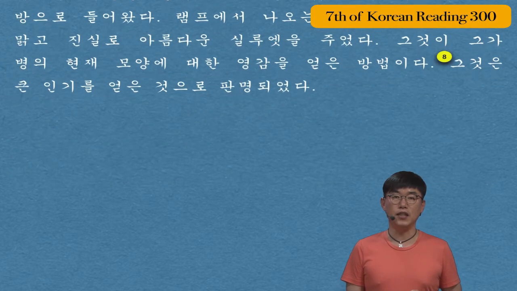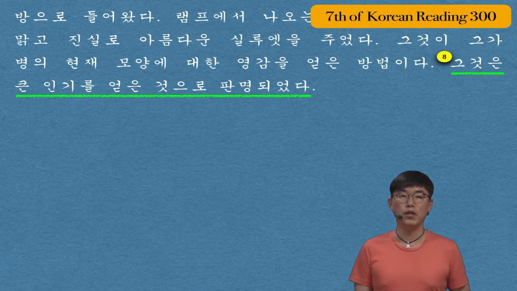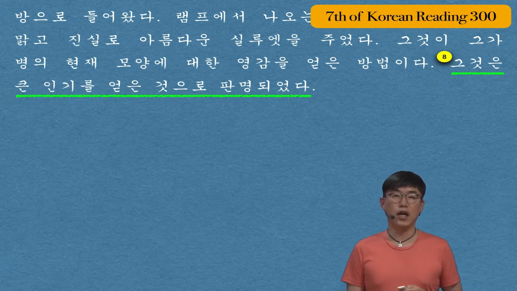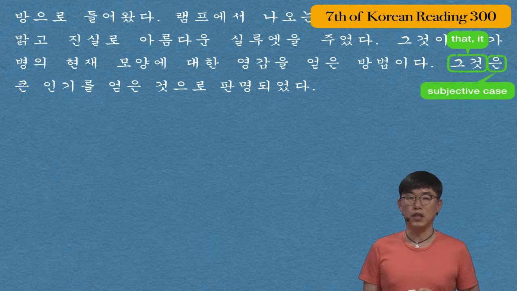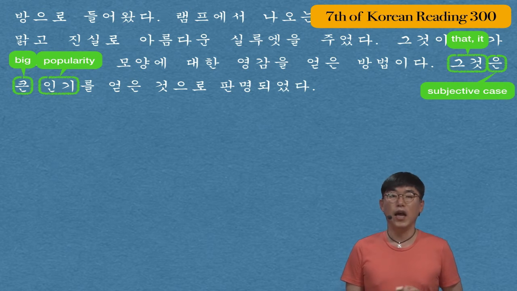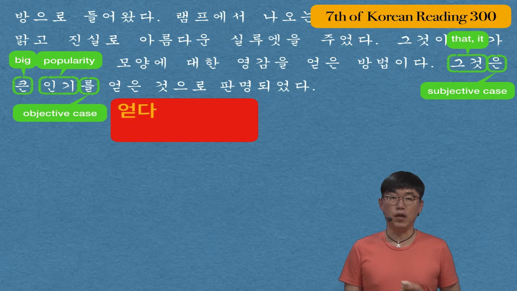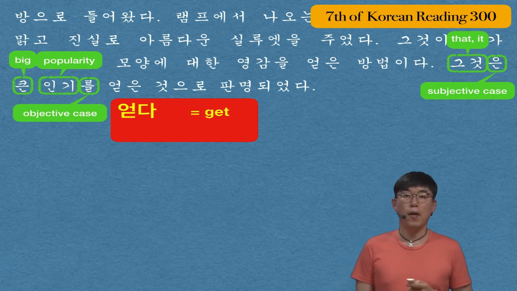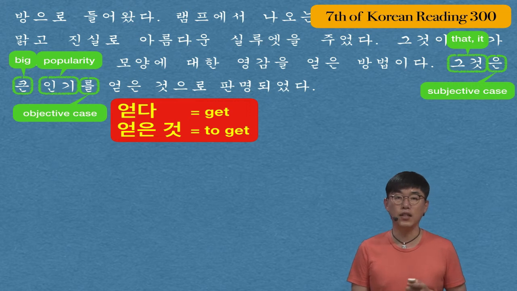The eighth sentence is 그것은 큰 인기를 얻은 것으로 판명되었다. It proved to get a big hit. 그것 is a that or it. And 은 is the subjective case. And 큰 is a big. And 인기 is a popularity or hit. And 를 is the objective case. And 얻은 것 came from 얻다 as in the previous sentence. But 얻은 것 is the noun form of the verb. So 얻은 것 is the same as to get.